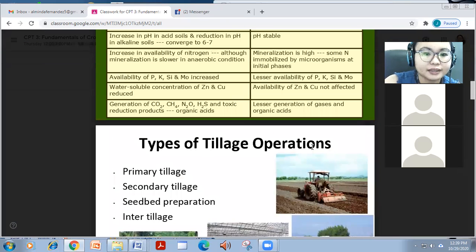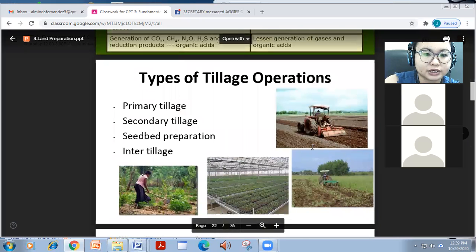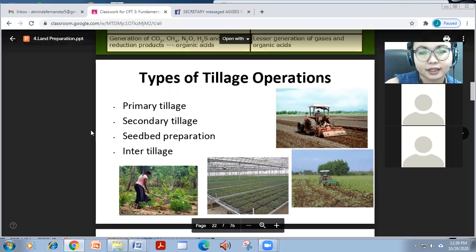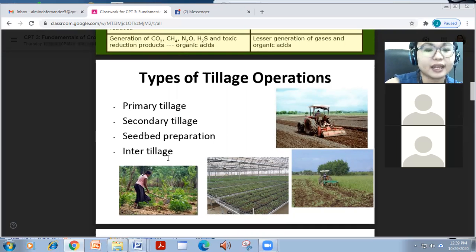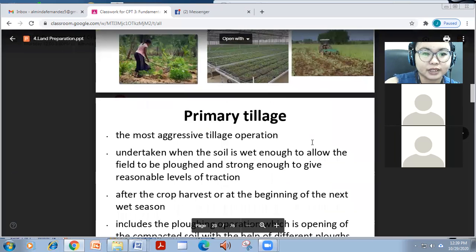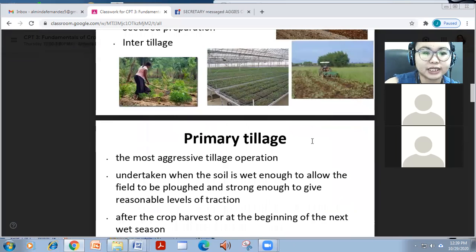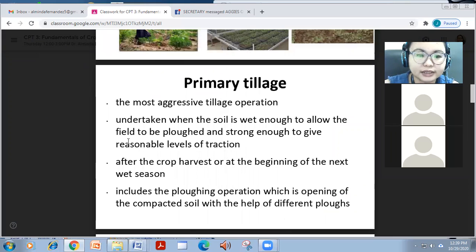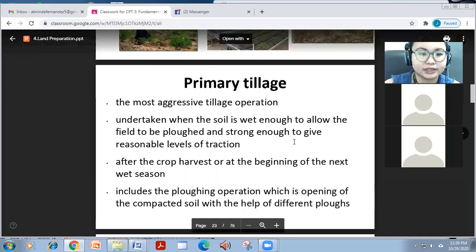So there are different types of tillage operation, as mentioned, between wetland and dryland. We have primary, secondary, seedbed, and intertillage. The primary tillage is the most aggressive tillage operation and it's done by plowing. It's undertaken when the soil is wet enough to allow the field to be plowed and strong enough to give reasonable levels of traction.